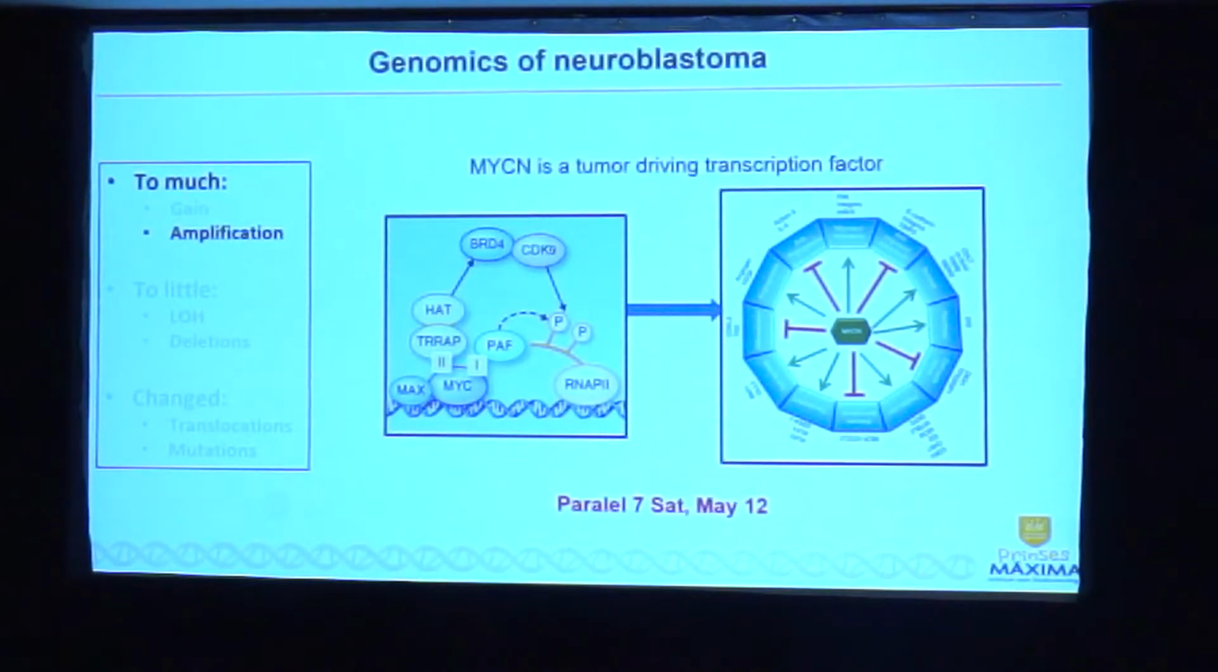And of course, we know MYCN, that is the transcription factor together with MAX, drives a huge amount of genes that cause deregulation of many different pathways that are involved in oncogenesis. And there's a whole session on that, the parallel 7 on the Saturday. So that's a very interesting session, also on potential new therapeutic interventions. So this is all too much.